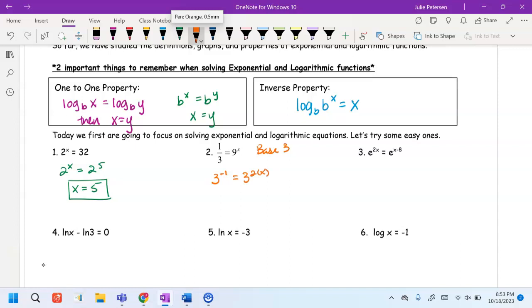I put parentheses around it to remind you that when we have a power raised to a power, we multiply those powers. So now I can basically cancel out these bases using that one-to-one property, and I get negative 1 equals 2x, and then we'll just solve all the way. x equals negative 1/2.